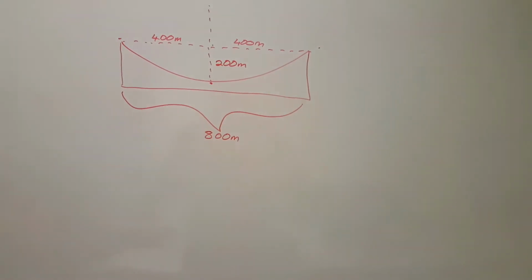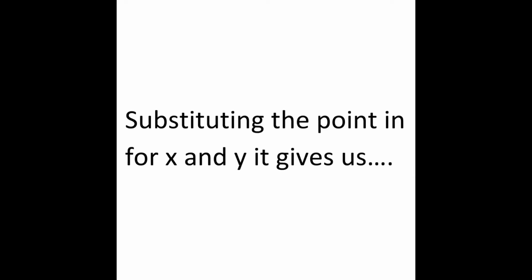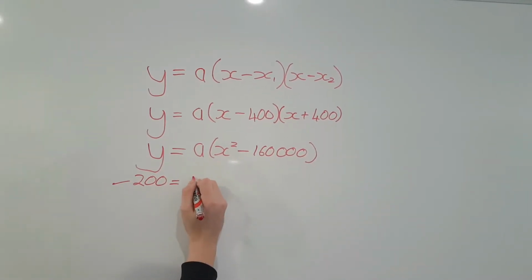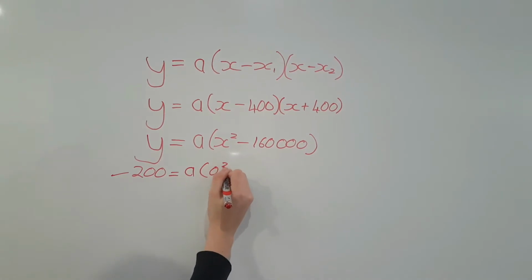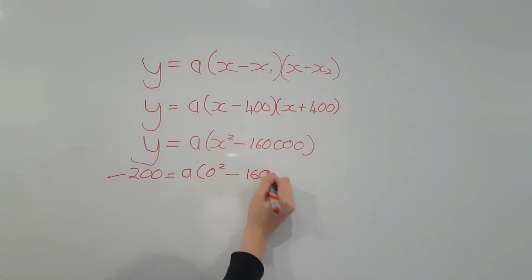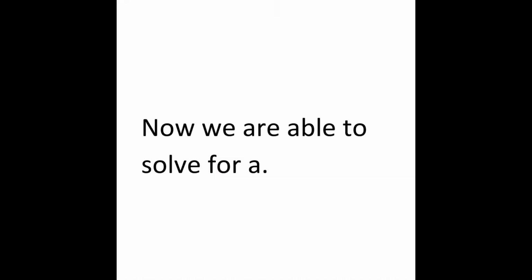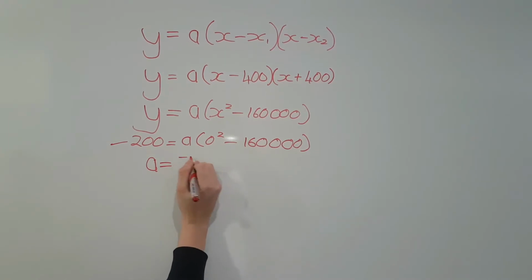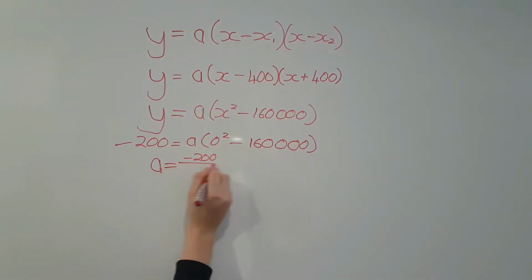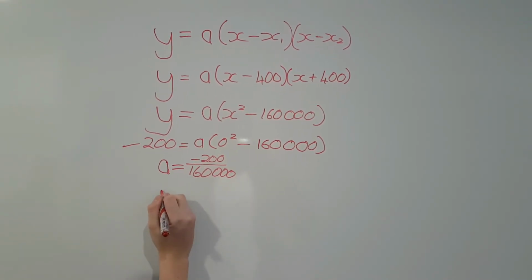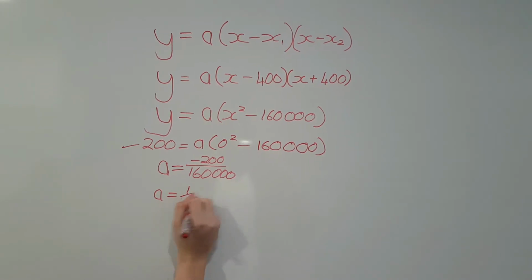Using the lowest point of the cable and substituting its x value of 0 and y value of negative 200 into our equation, it gives us negative 200 equals a times 0 squared minus 160,000. Solving for a, we get a equals negative 200 over negative 160,000. So a equals 1 over 800.